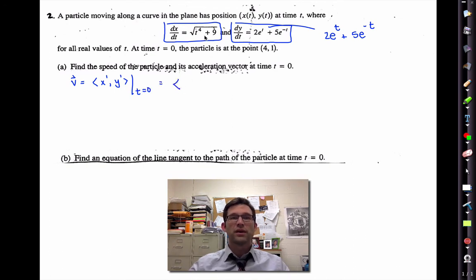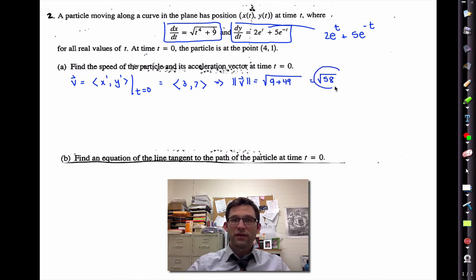We can put 0 into here. 0 to the fourth is 0, plus 9 is 9, square root is 3. Put 0 in here, that would be 1, that would be 1, add them together, and we get 7. There we go. There's the velocity, but of course what we want is the speed. So that's the magnitude of velocity. We'll square them both and add them together, and we'll find a speed of root 58.